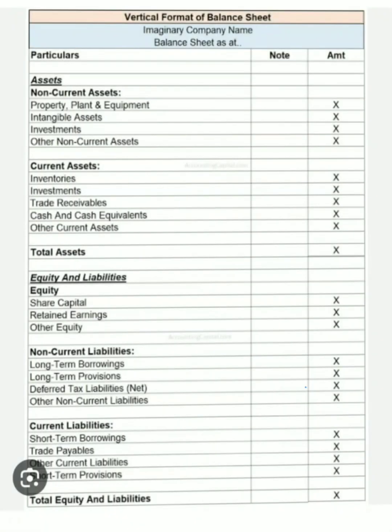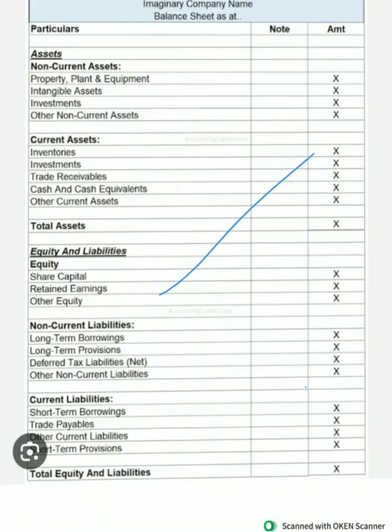So this is the format of the vertical form of balance sheet. The first head is equity and liabilities. Here share capital, retained earnings, and other equity funds come. Non-current liabilities include long-term borrowings, long-term provisions, deferred tax liabilities, and other non-current liabilities. Current liabilities include short-term borrowings, trade payables, other current liabilities, then short-term provisions.